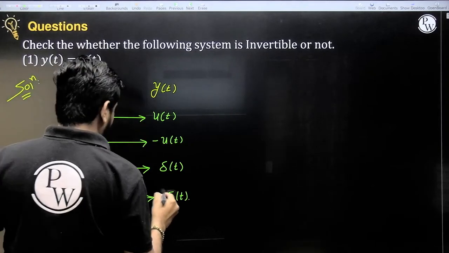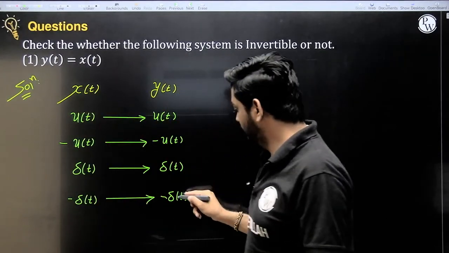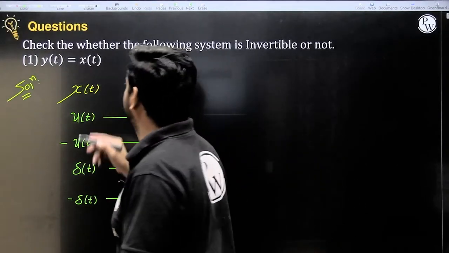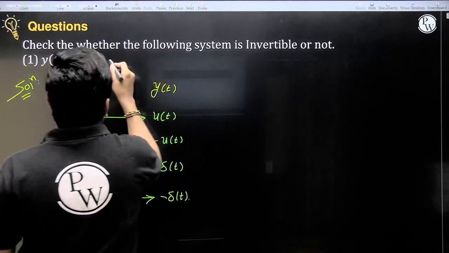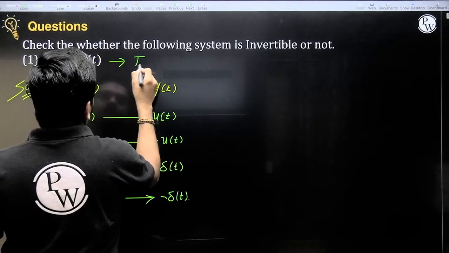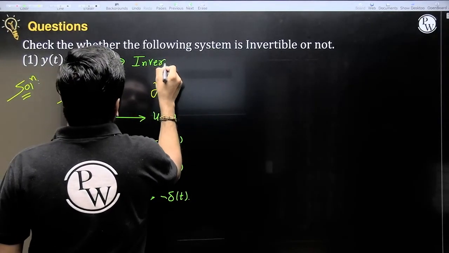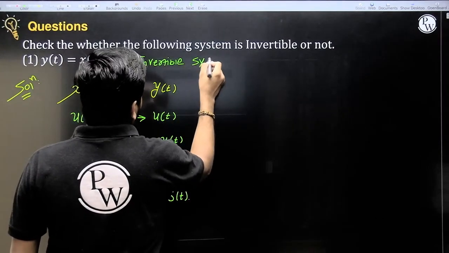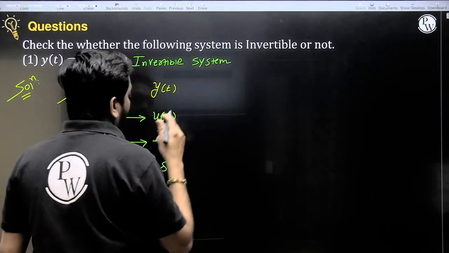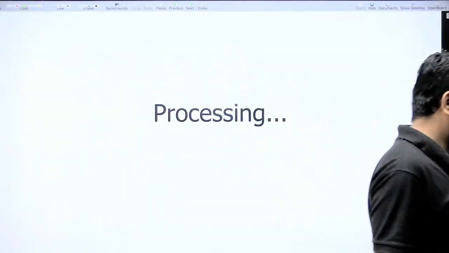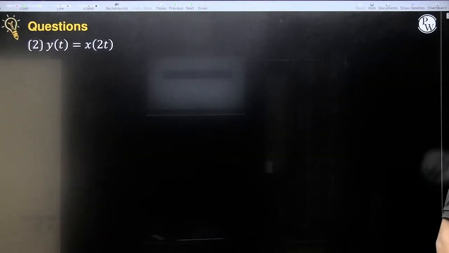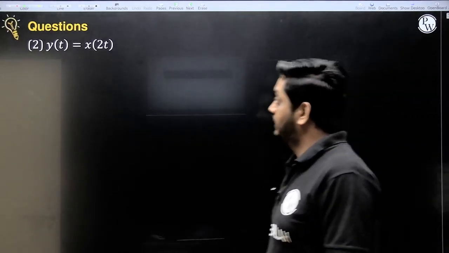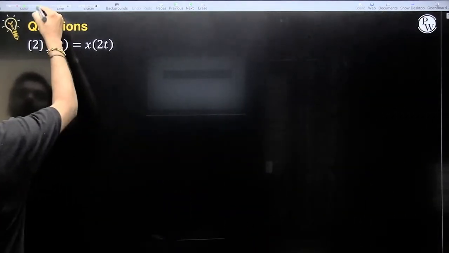As we can see here, we are getting a different output for each and every different input, so that's why it is an invertible system. Okay, next question. Y of t equal to x of 2t, invertible or non-invertible?